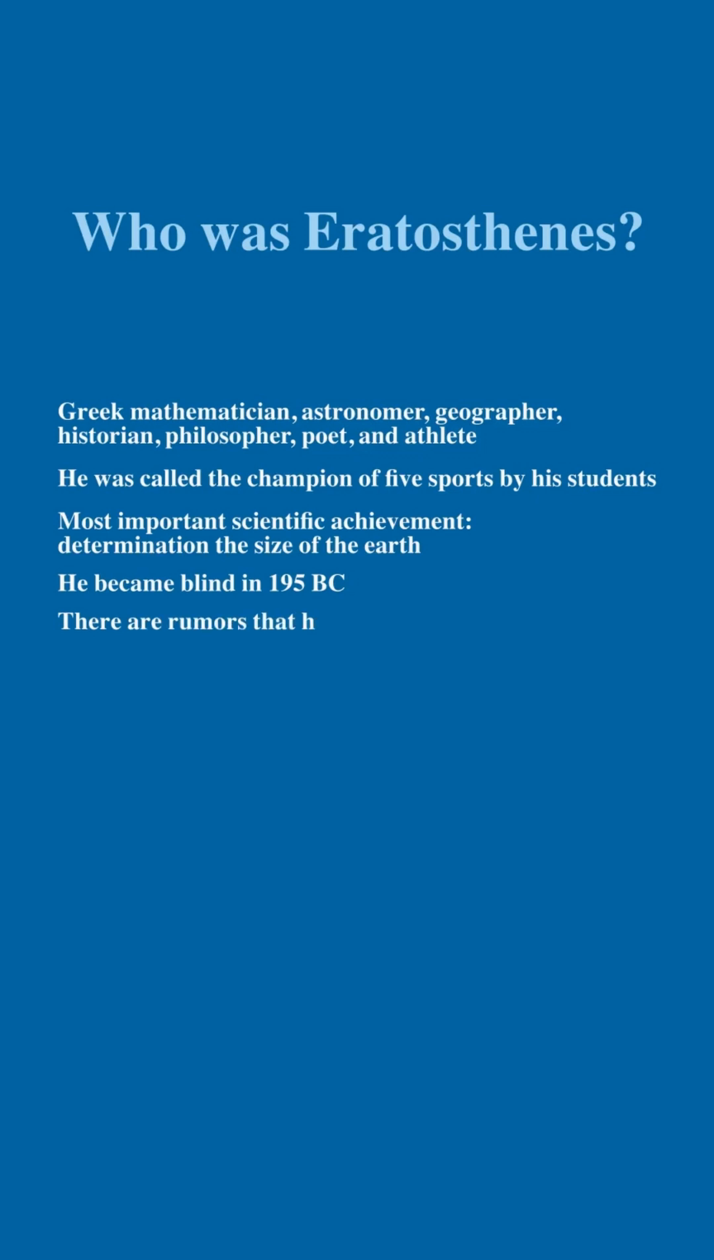In the end of this video, we want to give some short information about Eratosthenes. Eratosthenes was a mathematician. He was sporty and was called by his students the champion of 5 sports. His most important scientific achievement was the determination of the Earth's size. In 195 BC, he became blind, and there are rumors that in 194 BC, he committed suicide by starvation.